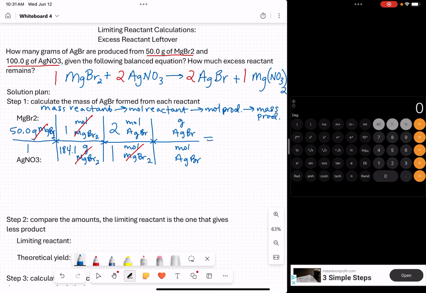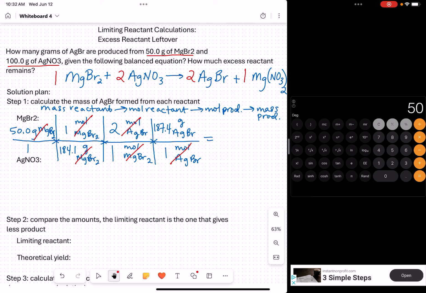And for that, I need the molar mass of silver bromide. 1 mole of silver bromide is 187.4 grams. That's what you get when you add the molar mass of silver to the molar mass of bromine from the periodic table. So everything that I need to cancel cancels, and I'm left with grams of silver bromide. Now to do the math.